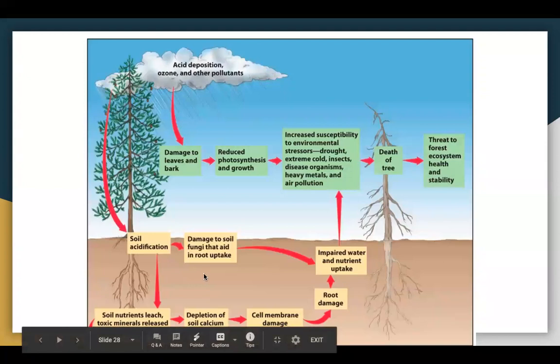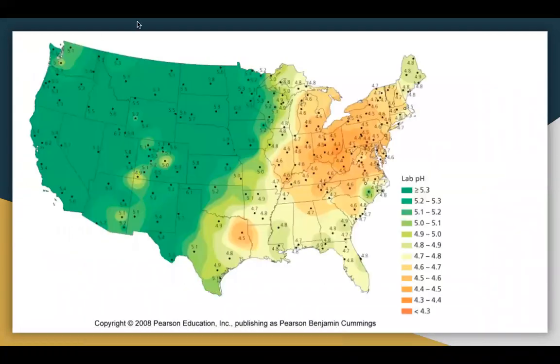Some areas, like in Texas and here in Colorado, have a more basic soil. That's because we sit on limestone beds, and that naturally helps buffer or reduce some of the impacts of acid rain. So if you have a pond that has become acidic due to acid rain, I want to add a base such as lime.